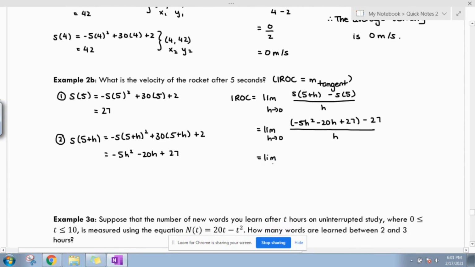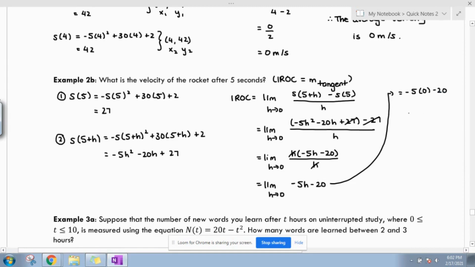So if I simplify, I'm going to get the limit as h approaches 0. The positive 27 and the negative 27 cancel each other out. I'm going to factor out the h, so I'm going to get negative 5h minus 20 all over h. The h's will cancel out here, and then I'm left with the limit as h approaches 0 of negative 5h minus 20. Now I notice that if I plug in 0, it's not going to cause me any problems, so I'm going to evaluate my limit now. So I'm going to do negative 5 times 0 minus 20, and that's going to give me negative 20. Now, remember your units here. This is meters per second.